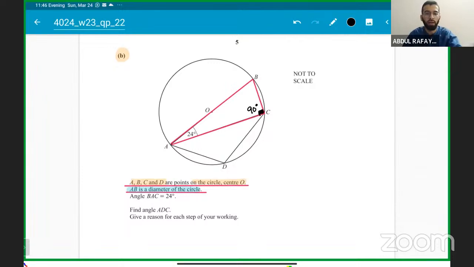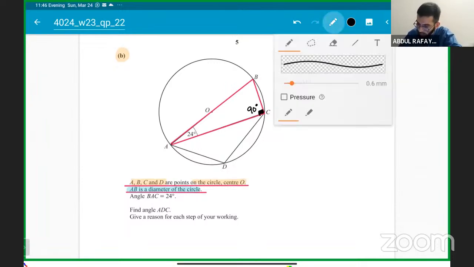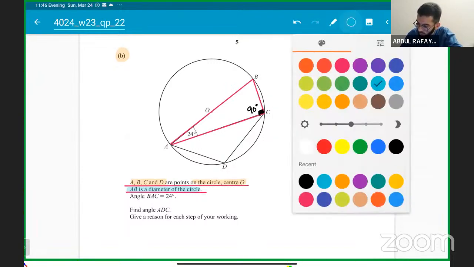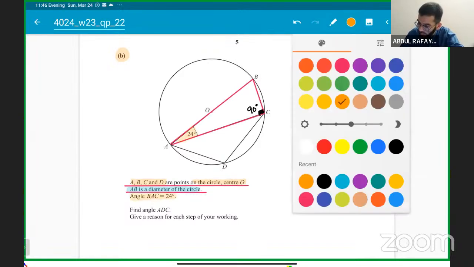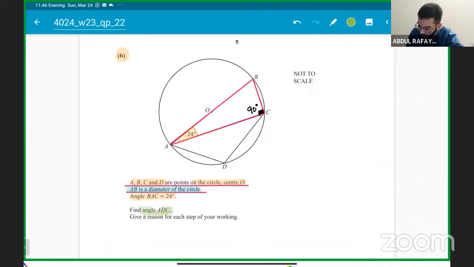So this will be 90 degrees here, okay? And what we can do, let's move forward reading. Angle BAC is 24 degrees, okay? And then we have to find angle ADC. So two concepts are being attached here. We have to find the angle ADC here, this angle.